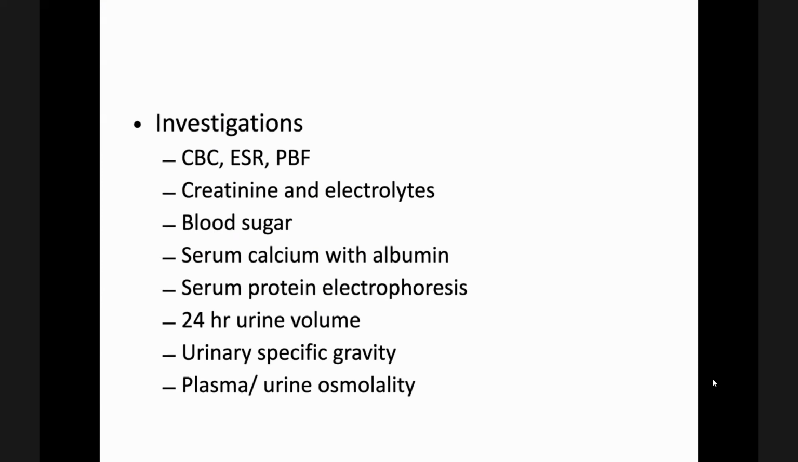So on investigations, we go for complete blood counts to see any infections or tuberculosis, related ESR may be raised in tuberculosis. Similarly, to rule out kidney disease, we check creatinine and electrolytes, as there may be hypokalemia. Blood sugar for hyperglycemia, calcium for hypercalcemia, and then serum protein electrophoresis if we suspect multiple myeloma, which ultimately causes hypercalcemia. We have to check 24-hour urine volume to see if it is a case of polyuria or not.